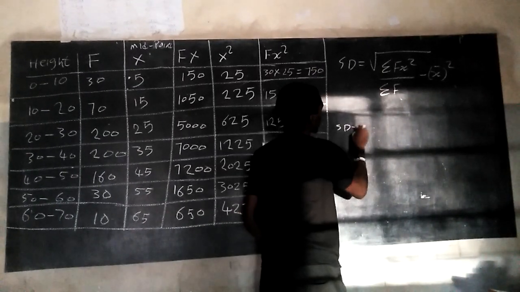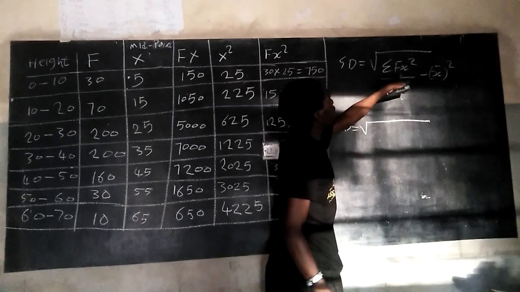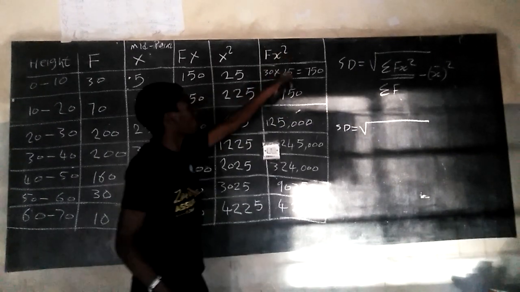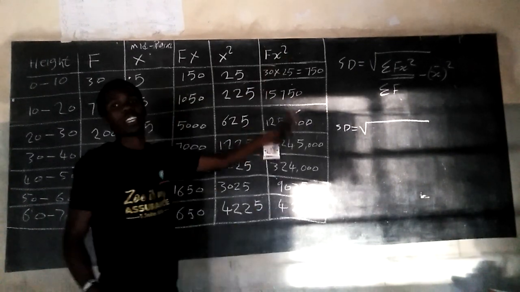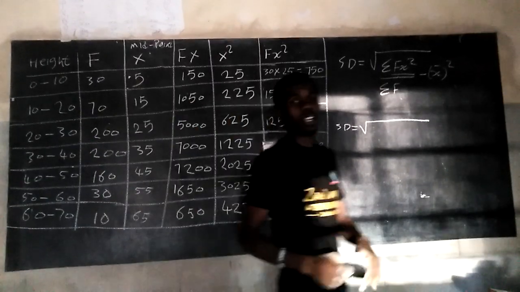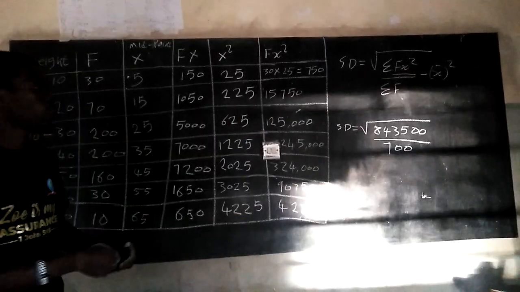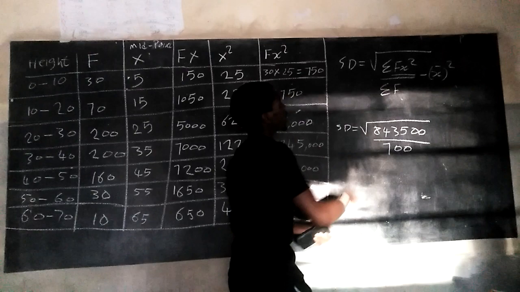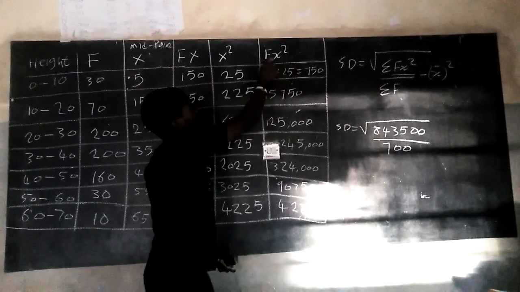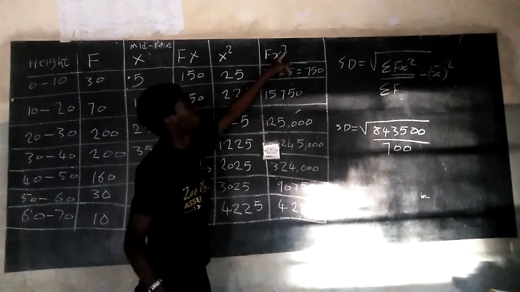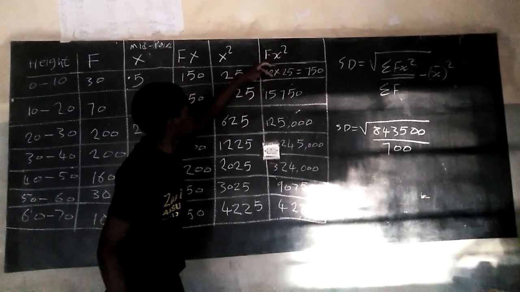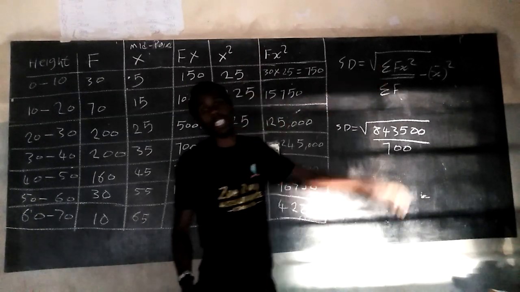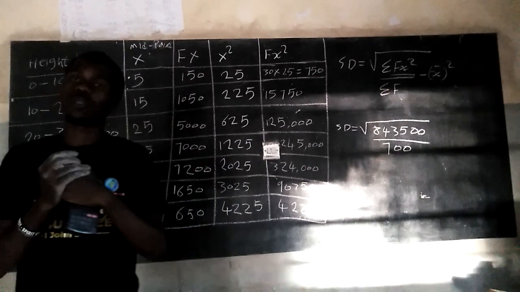So let's start with this first. Standard deviation is equal to the summation of what? Fx squared. So we add all these. This is our formula, f of x squared. This is our fx squared. So we add all these, 1, 2, 3, 4, 5. We total them up. This sign is a summation. The summation simply means add. You add them up.